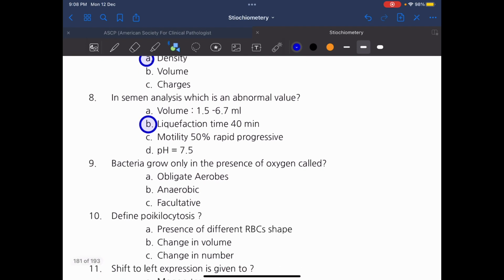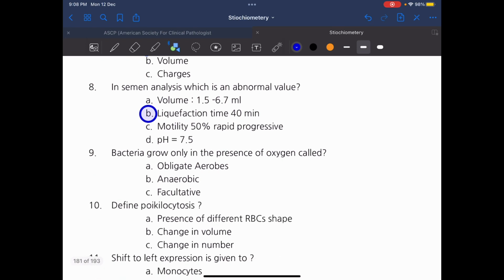Next question. Bacteria that grow only in the presence of oxygen are called obligate aerobes, anaerobic, or facultative. The correct answer is obligate aerobes.